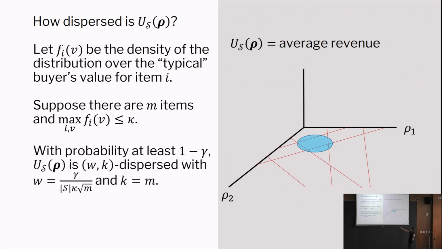Then we show that with probability at least 1 minus gamma, this utility function, average revenue, is w-k dispersed, with w being gamma over S, which is the size of the sample, kappa, which is the bound on the density, and the square root of M, where M is the number of items, and k is M. So now I'm going to remind you of what our utility guarantee was and how this w and this k factor into our utility loss.